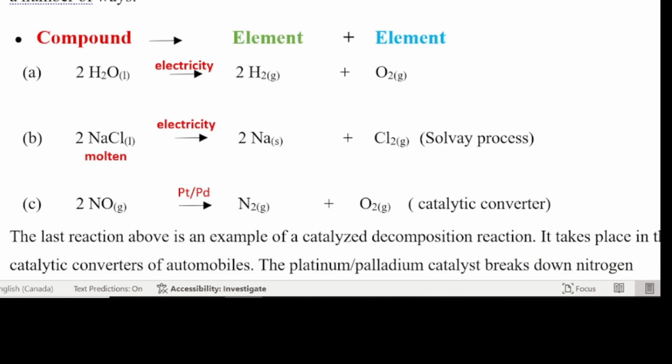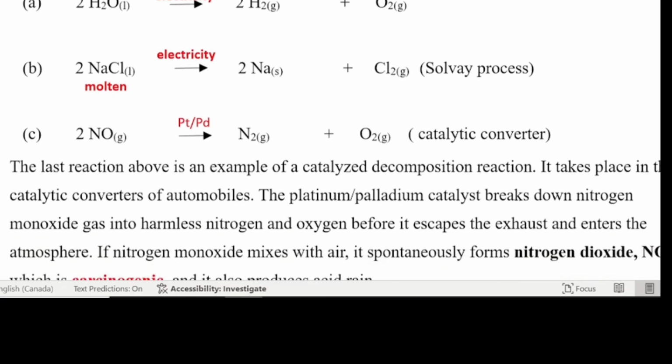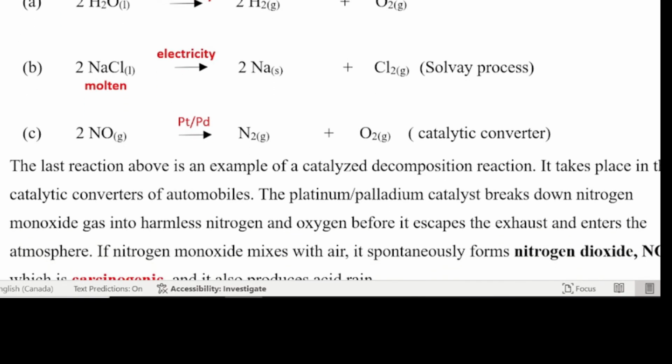So here you have water. If you electrolyze water, you'll get hydrogen gas and oxygen, two elements. Here I want you to see that the volume of hydrogen produced is twice that of oxygen. Okay, you have 2 moles of this to 1 mole of that. Sodium chloride in its molten state, that you heat until it melts, and you pass electricity through that, it decomposes into sodium here and chlorine gas.